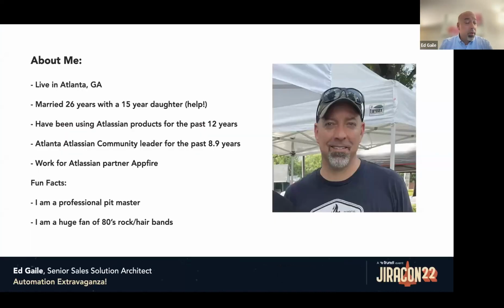And first of all, a little bit about me. My name again is Ed Gaile. I live in Atlanta, Georgia, which is under a hurricane watch right now. I've been married for 26 years, and I have a 15-year-old daughter. So if any of you have the user manual on teenage girls, I'm going to need that because the side eyes and the eye rolls are intense, and I'm trying to figure out how to decipher those.